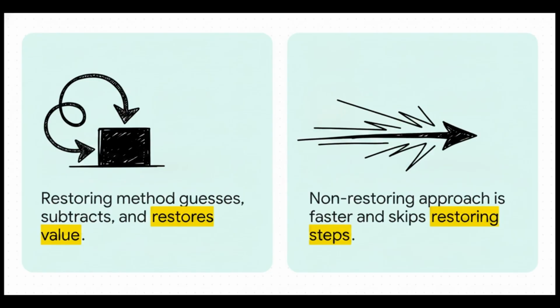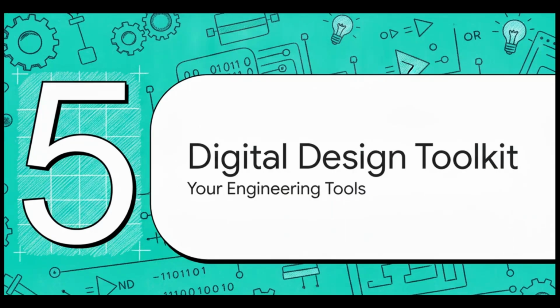Then we have the non-restoring division algorithm. This is a slightly more advanced, faster approach that skips that restoring step entirely by cleverly adjusting the next operation based on whether the previous result was positive or negative. These algorithms really represent the absolute peak of how a computer uses both logic and memory together to solve hard math. Finally, part 5, your digital design toolkit.